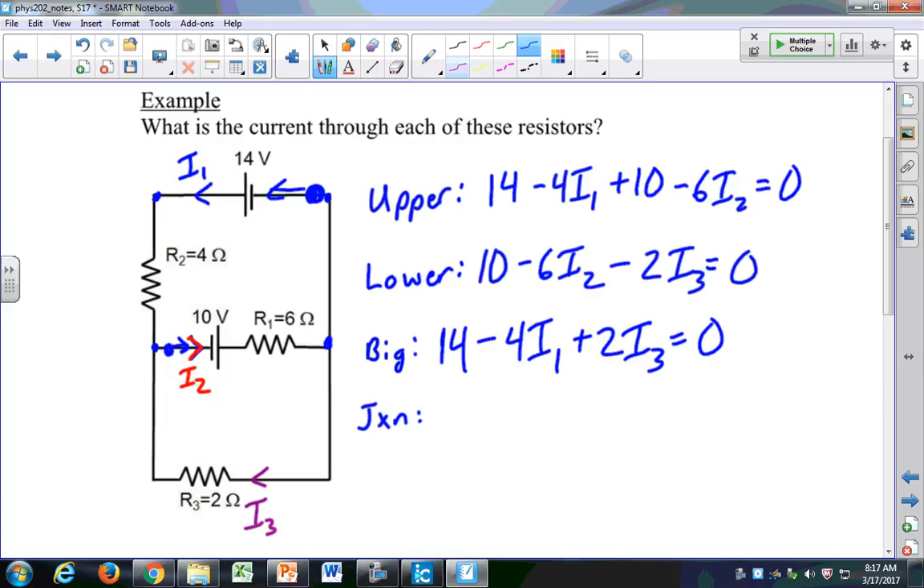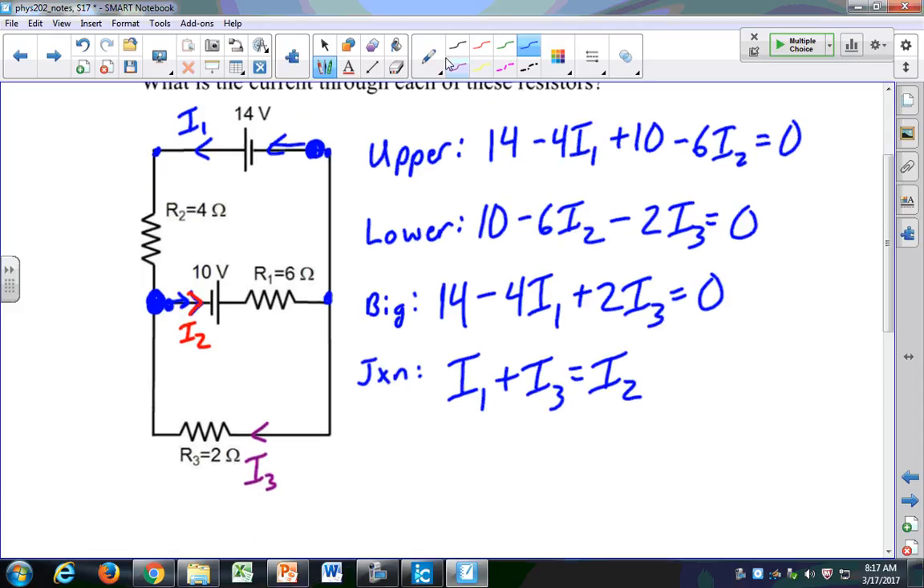And then I also have the junction rule. The junction rule says that incoming equals outgoing. I'll just pick this junction. That would be I1 plus I3 equals I2. All right, so now I want to solve these for the currents. And notice that I have two unknowns in every equation, except for this one. And so I'm going to pick one equation and solve it for one variable, and then plug it into another equation. Let's see, how would I do this? What do I want to do? Oh goodness, this is not easy actually.